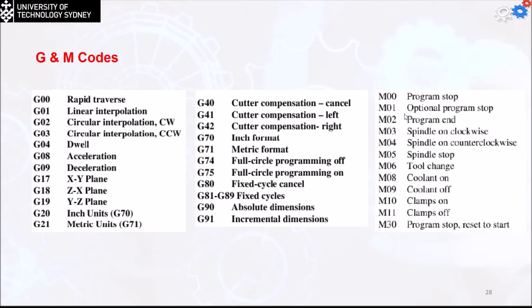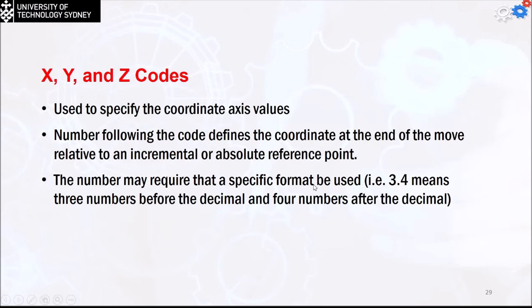Program stop, program spindle on clockwise, the spindle on counterclockwise, the spindle to stop, the tool to be changed, the coolant on, coolant off, the clamps on, clamps off. You have it, the automatic one, and the M30, which is the program stop and reset to the start.